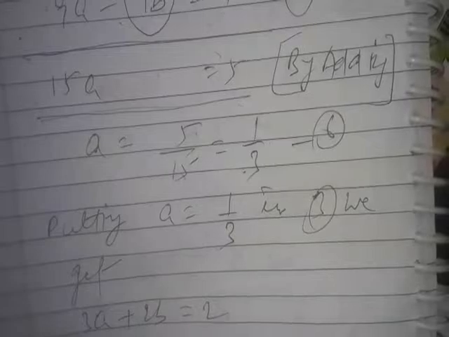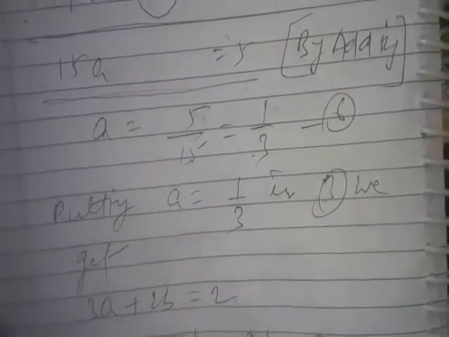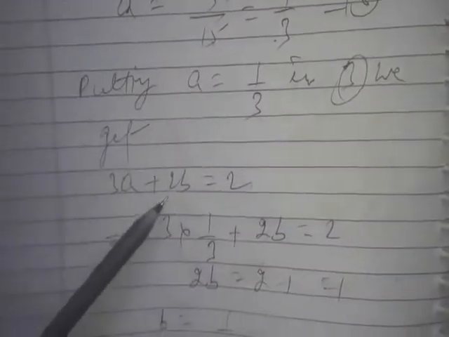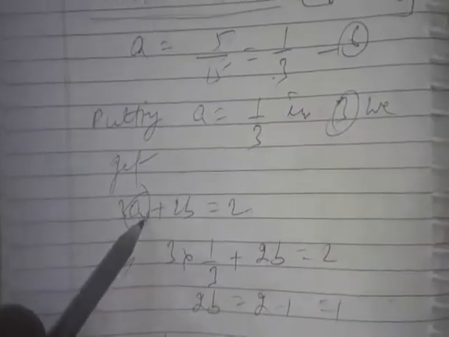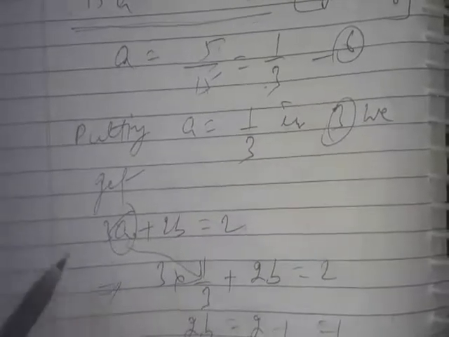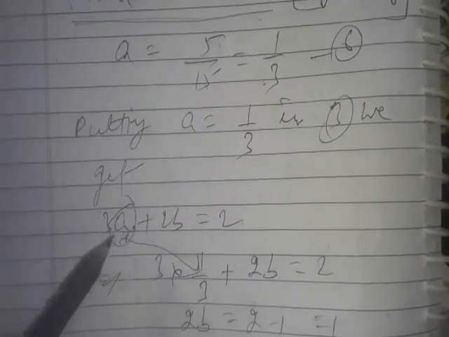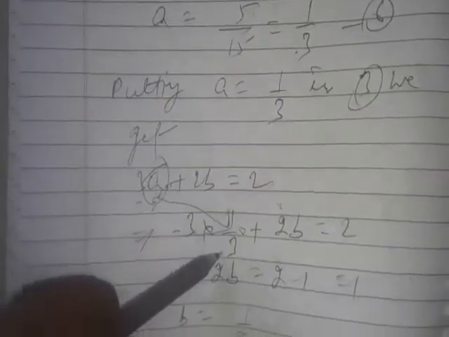Then what do we get? We get 3a plus 2b is equal to 2, which was equation number 3. And for a, we have substituted the value 1 by 3. By substituting the value a is equal to 1 by 3 in equation number 3, we get 3 into 1 by 3 plus 2b is equal to 2.